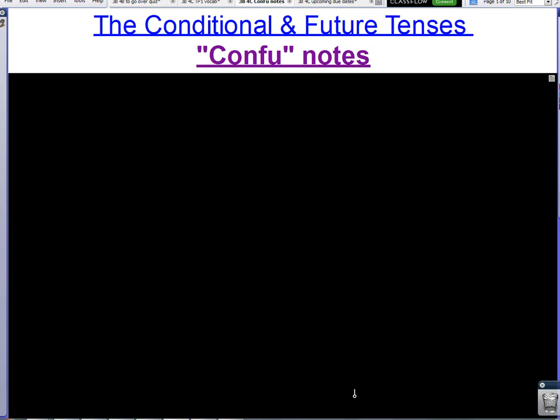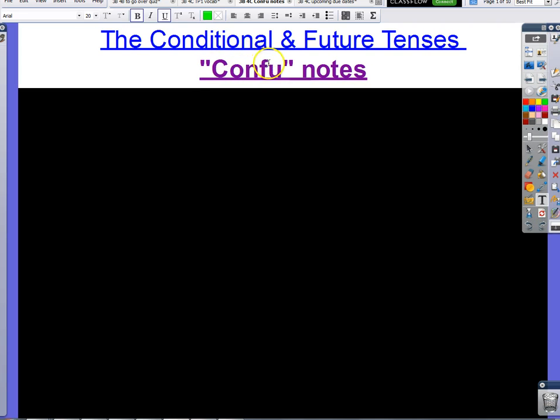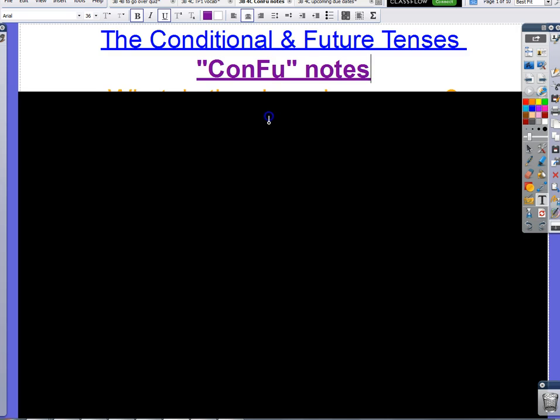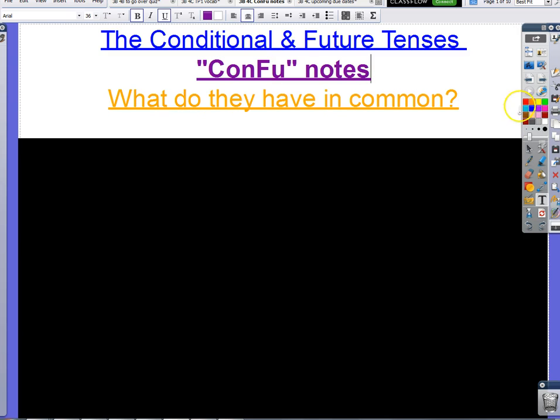The conditional and future tenses have a lot in common, so we're just going to put them together in one set of notes, one place for easy reference. I'm just going to call them your ConFu notes because it sounds like Kung Fu to me and sort of entertains me and makes me laugh. Gotta entertain myself. Anyway, so what do they have in common?